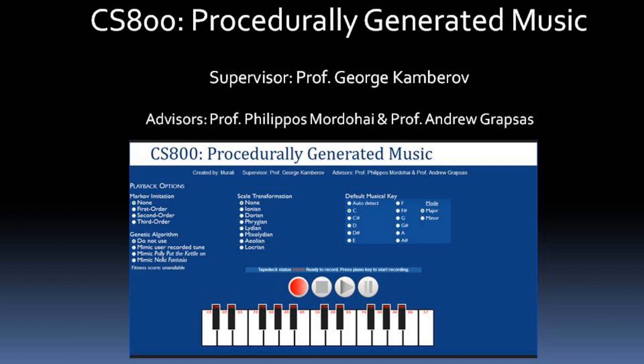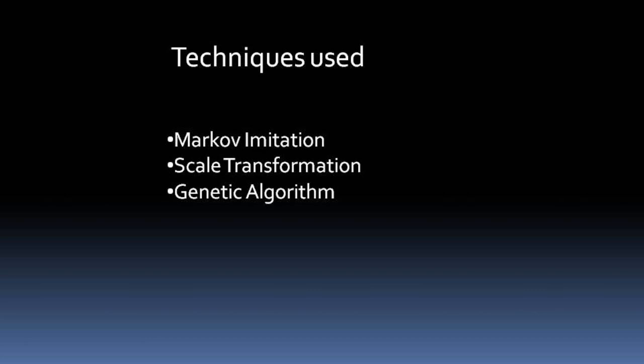This is the final presentation of the CS800 special topic course on procedurally generated music. As part of this course, a music web application has been created that generates music using a combination of the following approaches: Markov imitation, scale transformation, genetic algorithm. In the previous video presentation, we had looked at how the Markov imitation and scale transformation options were implemented. So in this presentation, we will instead focus on the genetic algorithm component.